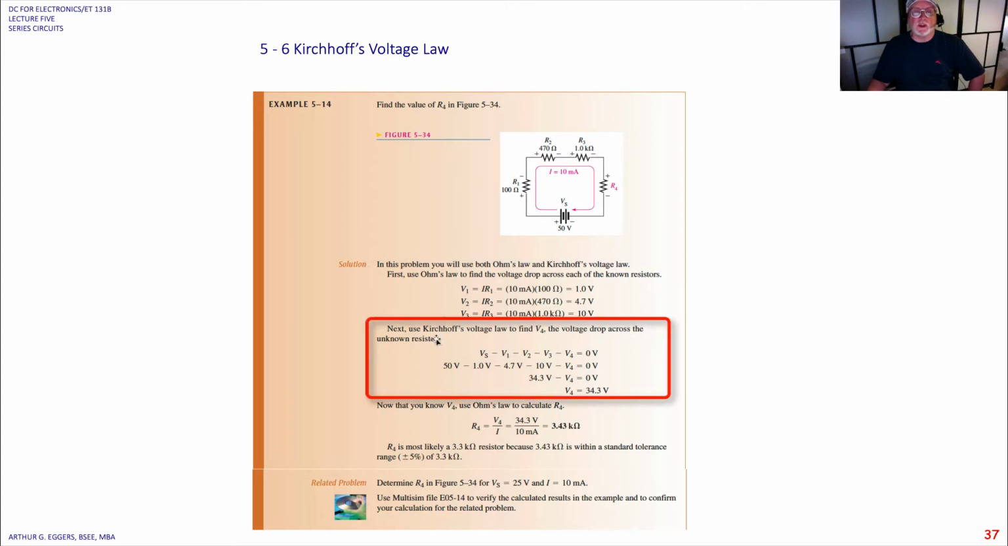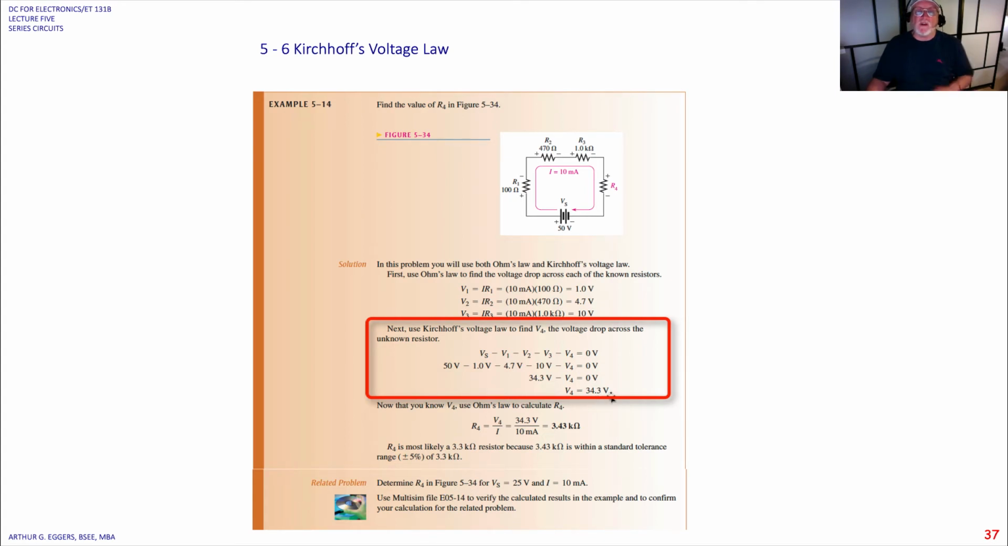So now we can switch to Kirchhoff's voltage law to find the voltage drop across R4, and that allows us to go back and determine the resistor value. So let's use the relationship that the net sum is equal to 0. The source minus V1 minus V2 minus V3 minus V4 is equal to 0. We have known values for everything but the voltage drop across V4. When we put our values in, 51, 4.7, and 10 volts, we get 34.3 volts minus V4 is equal to 0. Use your algebra. V4 is equal to 34.3 volts.